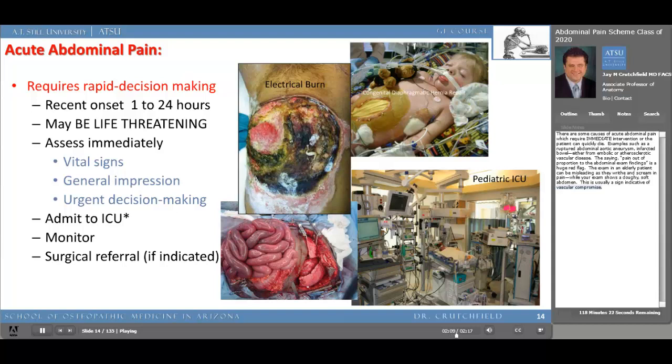So let's practice a bit. Which one of these patients with an acute injury seems to require immediate attention and possibly operative intervention?